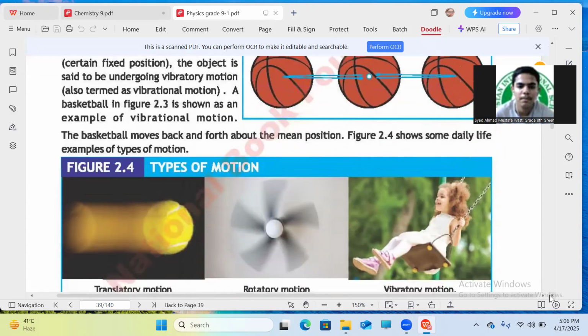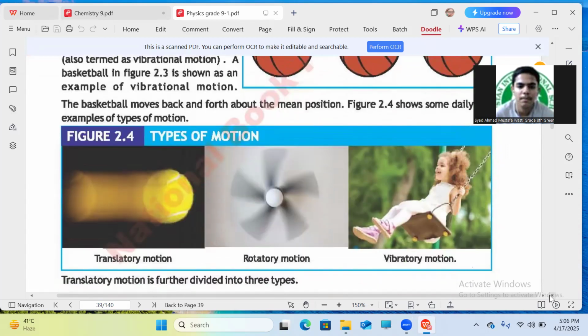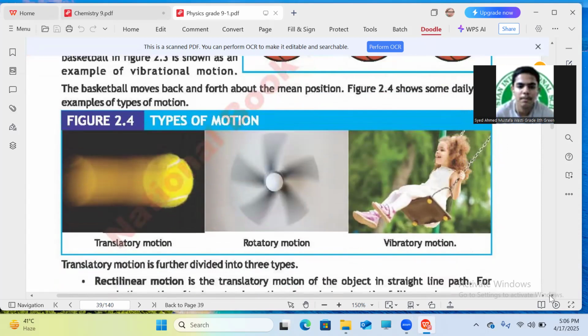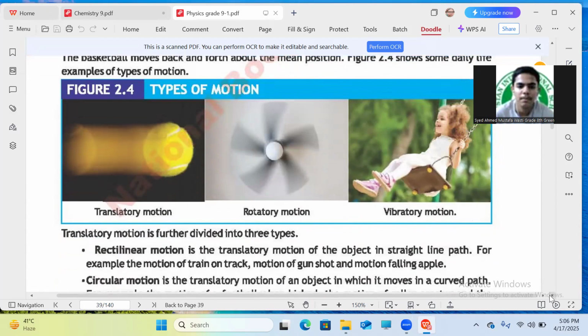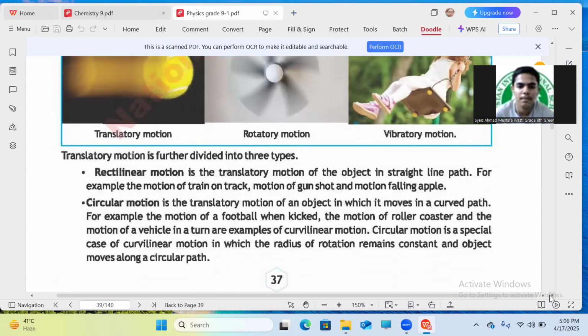So here we are moving towards our next topic, the further division of translatory motion. Translatory motion is further divided into three types. The first one is rectilinear motion, as its word shows, linear. The motion which is in a straight line path will be known as rectilinear motion.